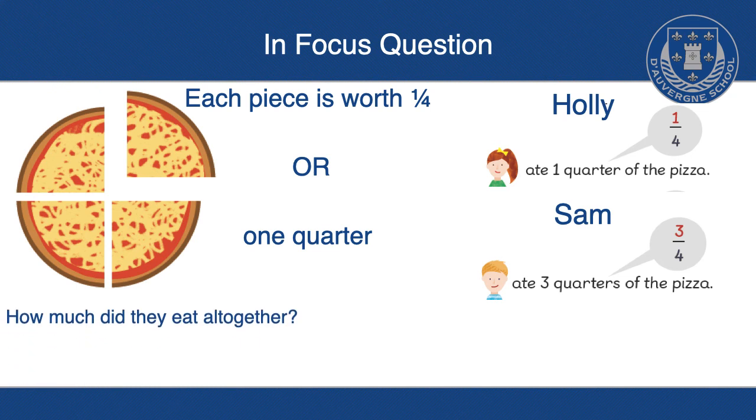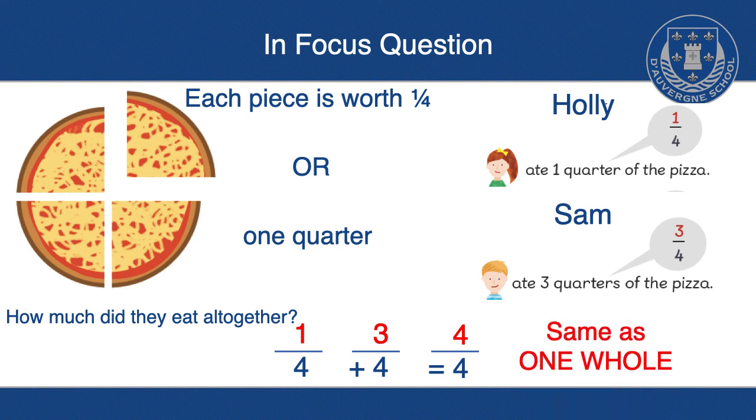So there's the question. How much did they eat all together? So I'm going to have Holly's slice, which was 1/4, add Sam's, which was 3/4. It makes 4/4. And because the numerator and the denominator are the same, okay, we call it a whole. And we can write the fraction as a number by just putting the 1. Okay, so Holly and Sam ate all the pizza, so there's none left whatsoever.